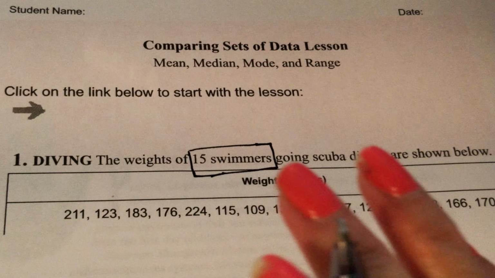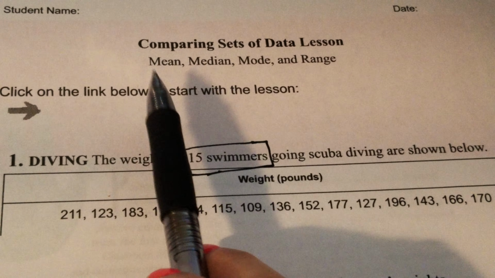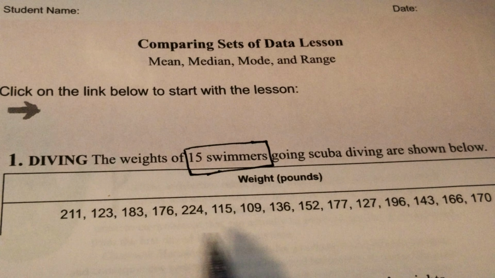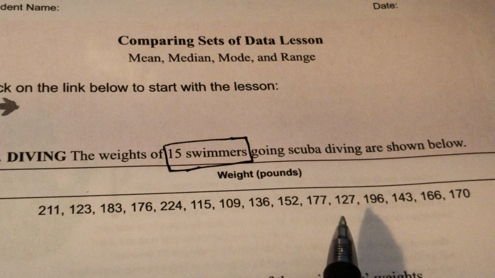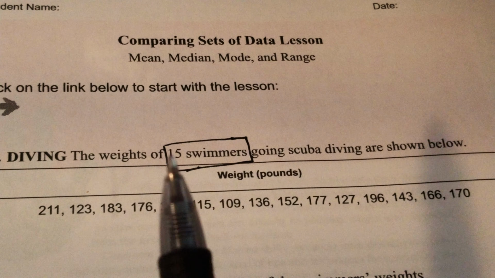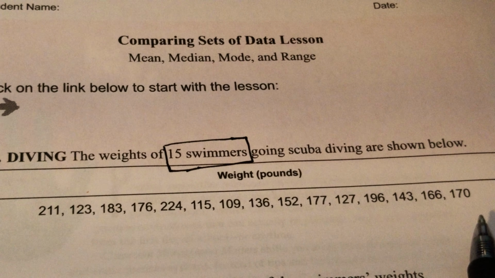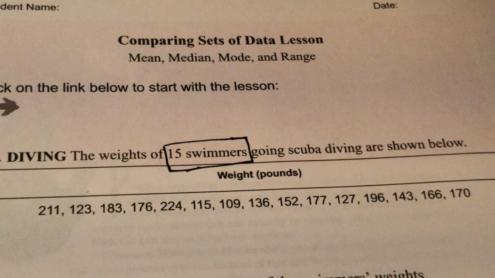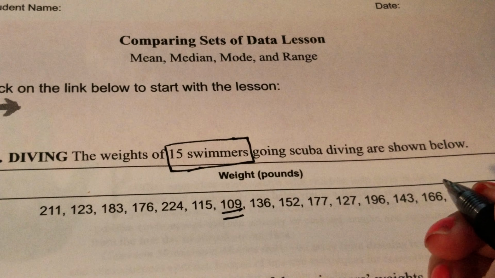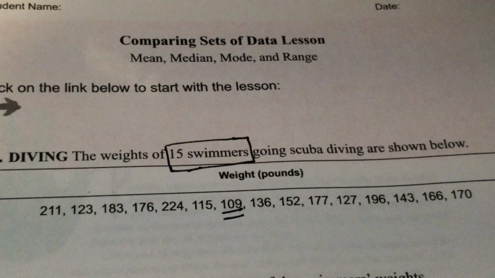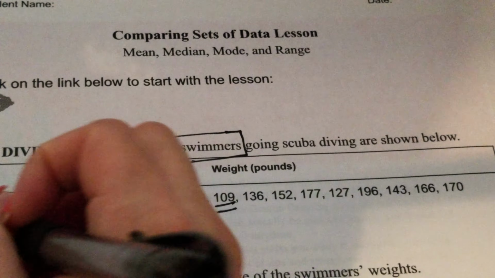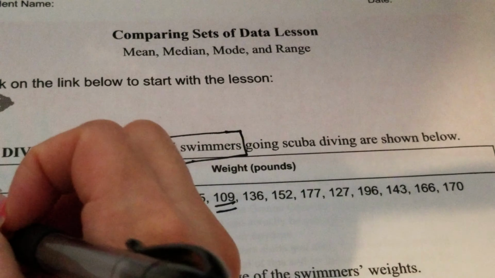Okay, now when you're calculating mean, median, mode, and range, the first thing I do is put these values in order. Okay, so if you see these numbers are all over the place, so I have to start from the smallest value all the way to the greatest value. So I'm gonna do that. The smallest value right here is 109. So I'm gonna try to write small because these are a lot of numbers, 15 numbers. So let's see. Can you guys see that?